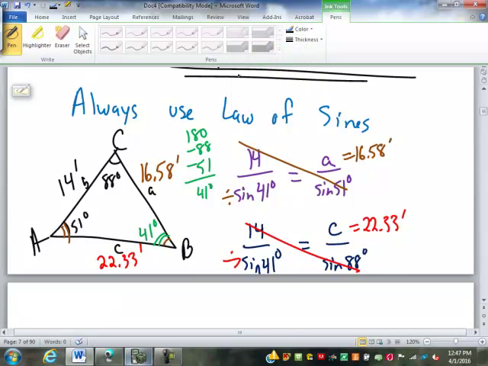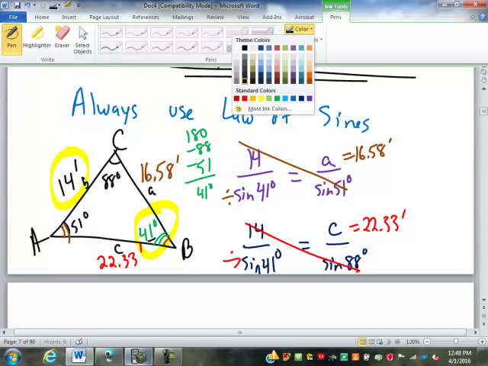Questions? What's that? How come this is 41 degrees? Because this is the side I was given, and that's the angle across from it. So let's look at another example.